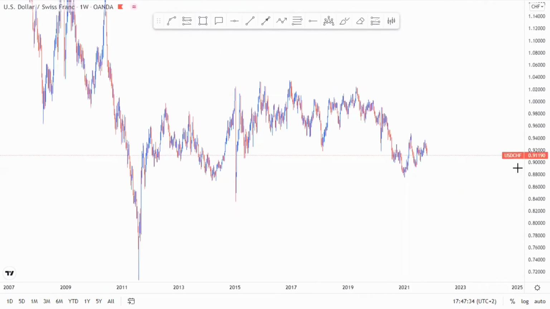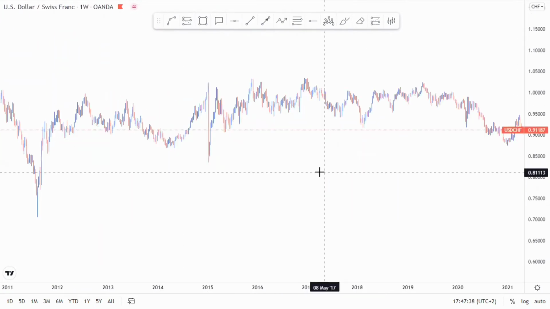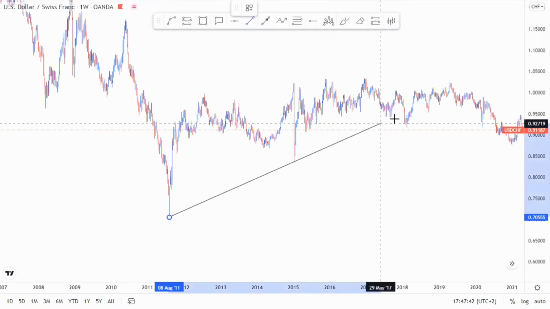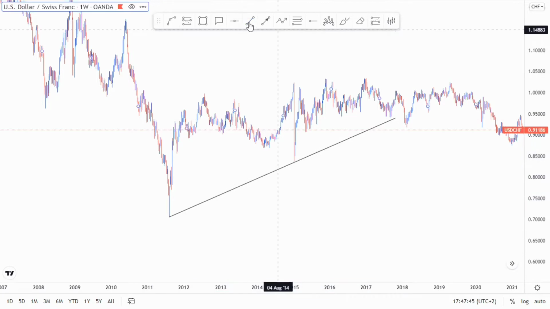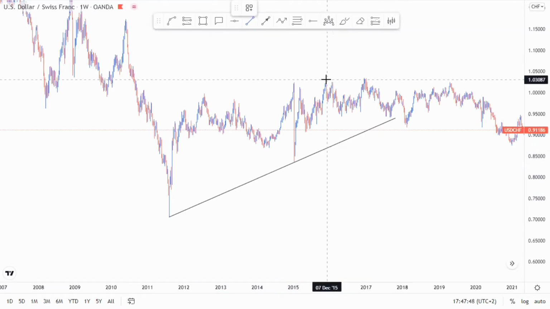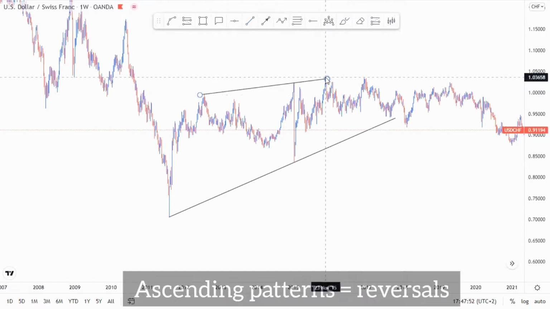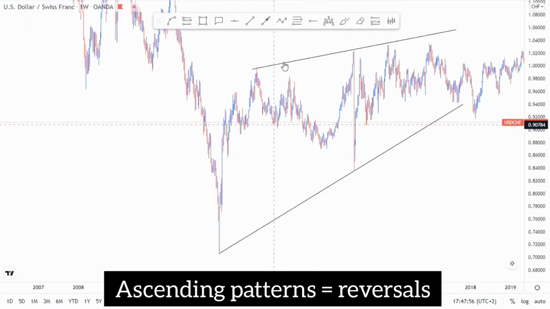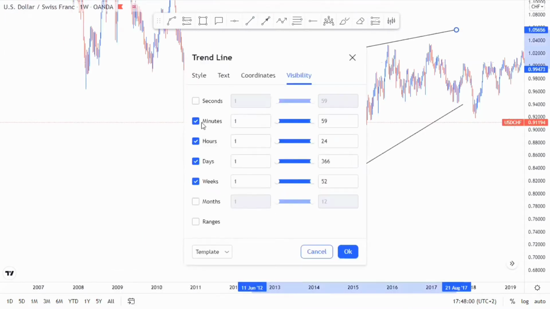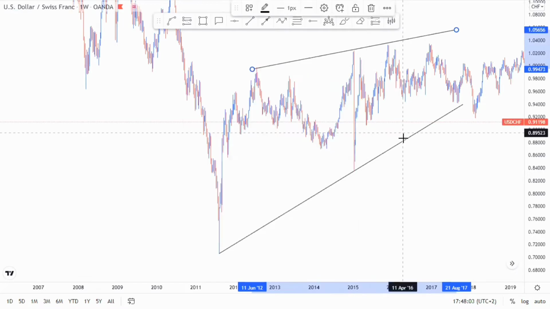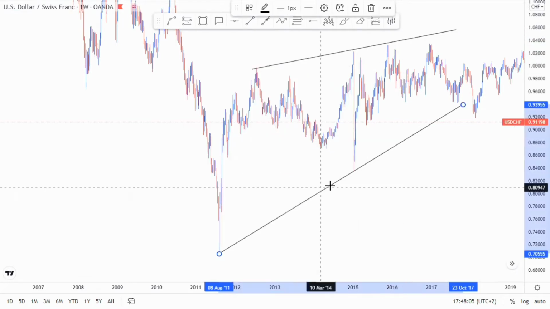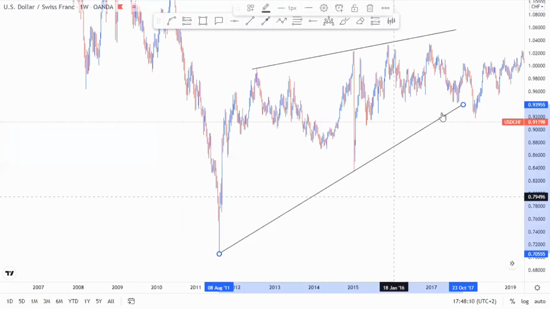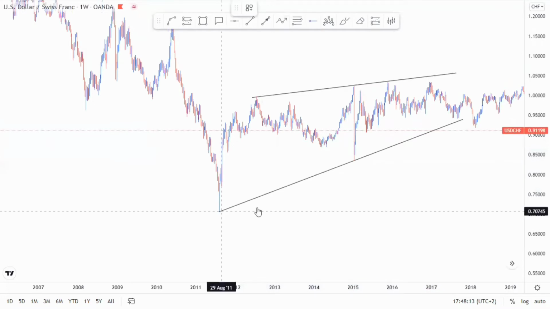Let me see what type of chart patterns I find here. As I connect the lows, I see something like a wedge, a rising wedge, or an ascending pattern. Now let me set the settings of the trend line to only be on the days, hours, and weeks. Okay, so that's it. Just highlight the low.